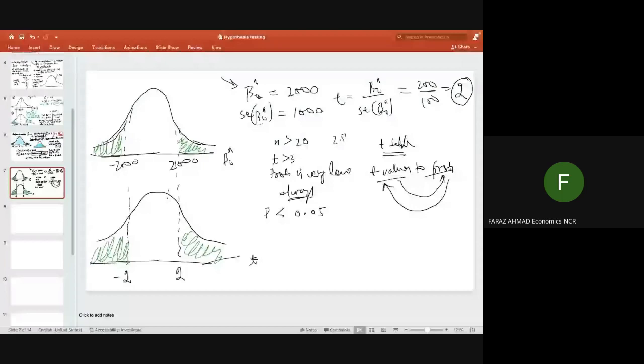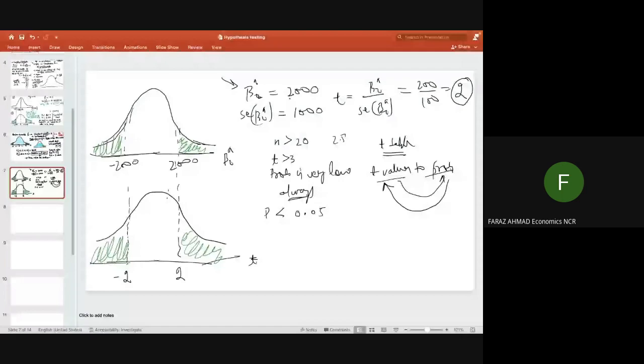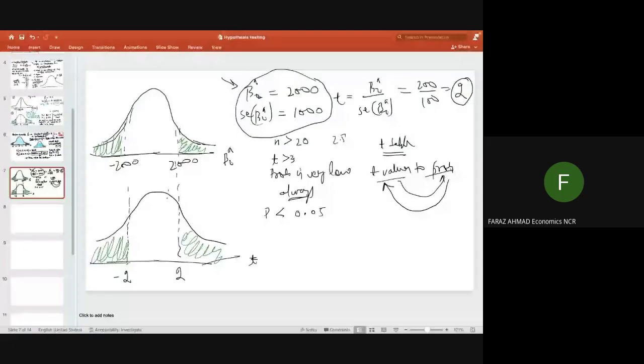So just by looking at the t value, we get a measure of how much area is going to be in the tails, right? By looking at the beta 2 value, we have no idea whatsoever, right? So it depends on both these numbers, beta 2 as well as the standard error. So for the same beta 2 hat 2000, if the standard error is very less, then t value is going to be a big value and there is going to be less area in the tails.